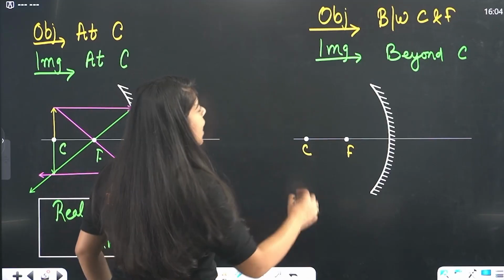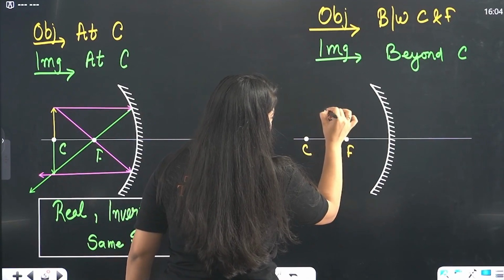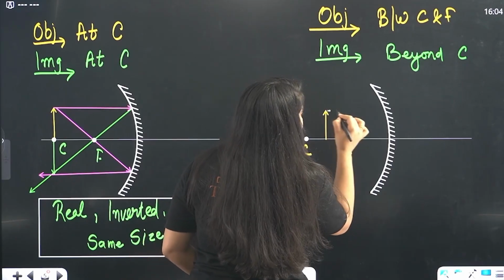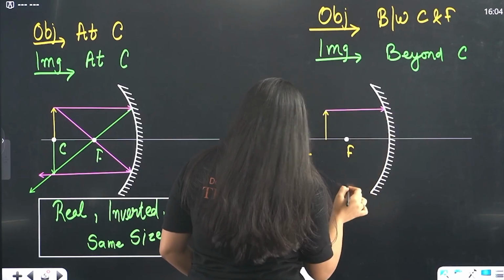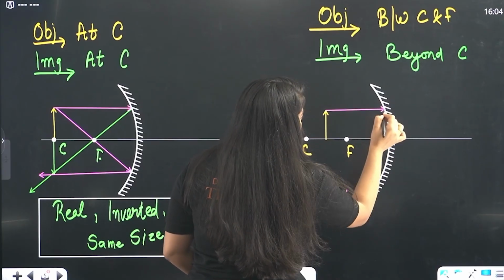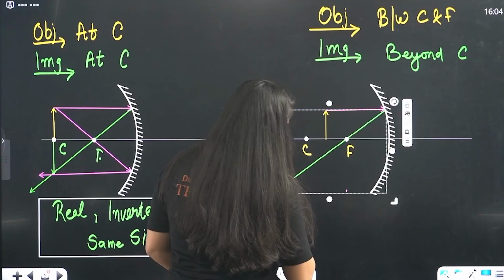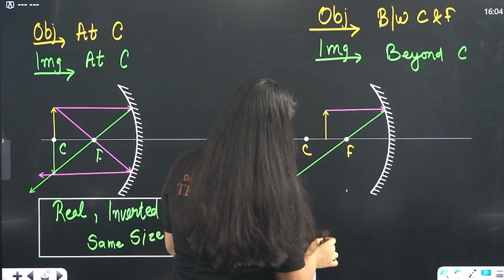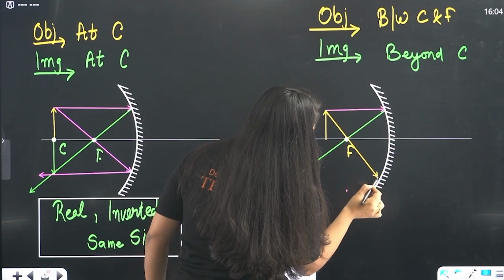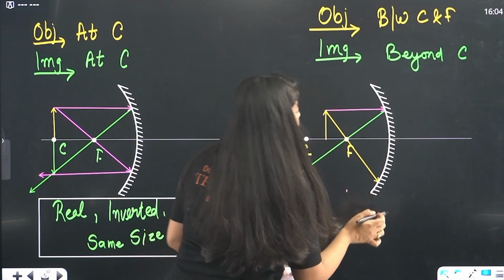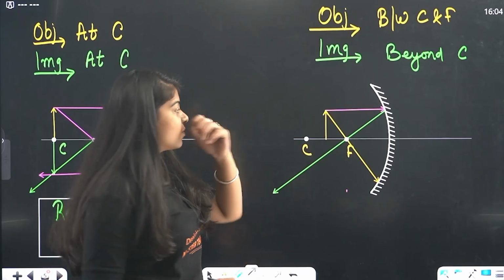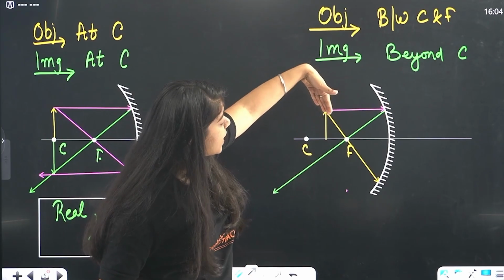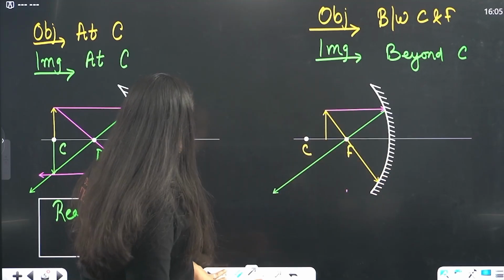Now beta, the object is here. And what are these? These are incident rays. This one ray goes parallel and it will reflect back and pass from focus. Very good. Now ma'am, another ray passes from focus and it becomes parallel to the principal axis. One incident ray parallel to principal axis passes from focus. Another incident ray passing through focus becomes parallel to principal axis.